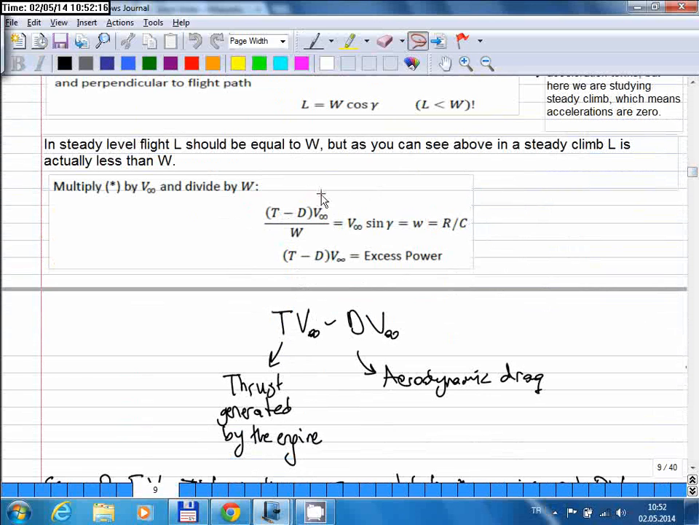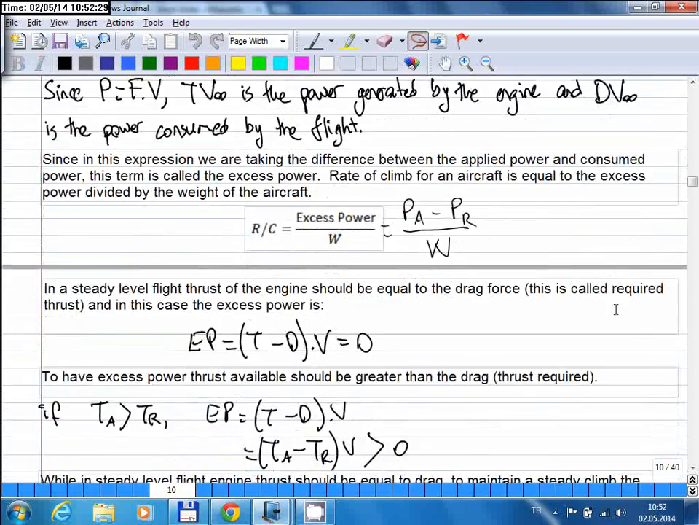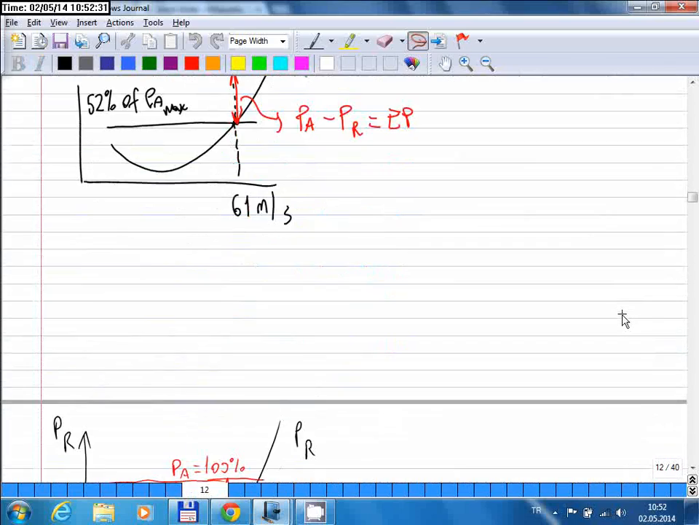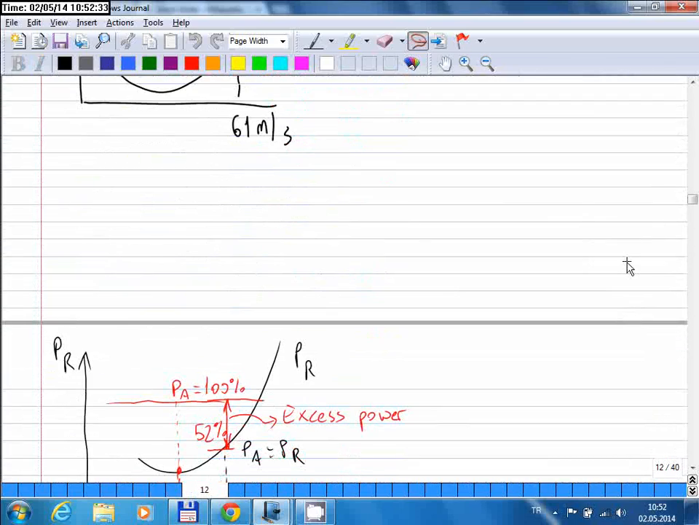So from this equation, we see that rate of climb depends on what we call excess power. Okay, and this is the difference between the power supplied by the engine and the power consumed by the flight. So we can get this information directly from the power curve.